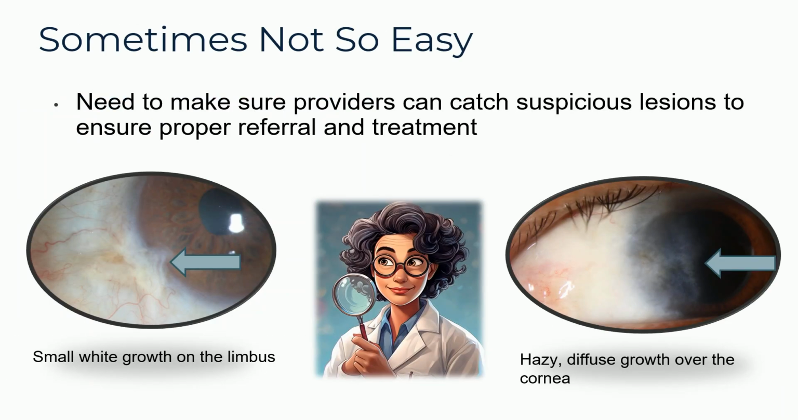But sometimes it's not so easy to identify. So on the left, if we look at the small fibrotic change around the 7 o'clock position, it may look benign, but in this patient's case, it was actually cancer. But in the case on the right, this more hazy diffuse opacity actually was just a benign pterygium.